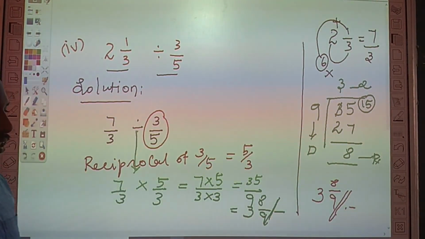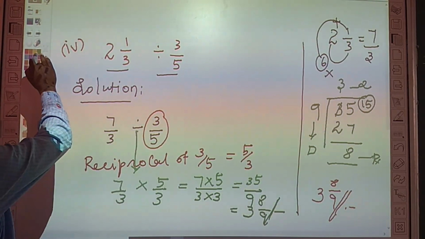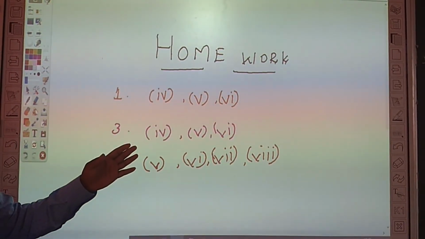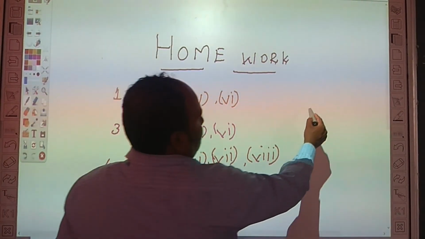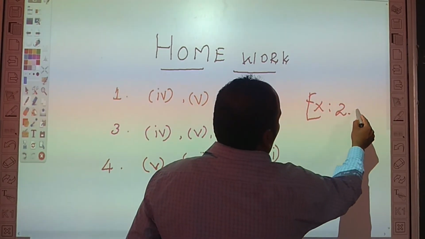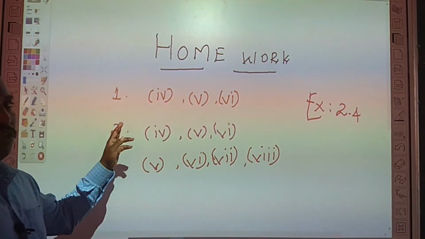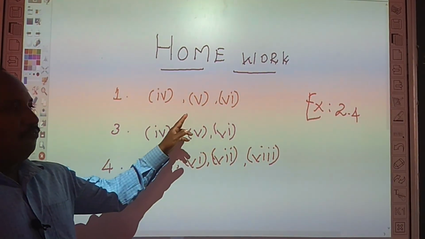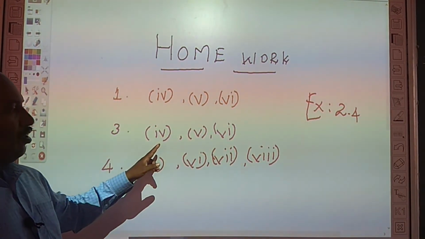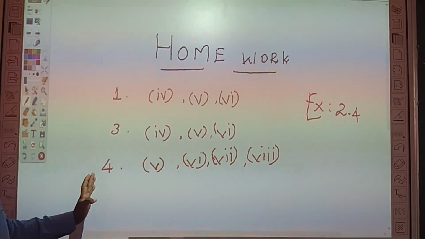Next one, homework part. Exercise 2.4. First problem 4, 5, 6. Then third problem 4, 5, 6. Then fourth problem 5, 6, 7, 8.